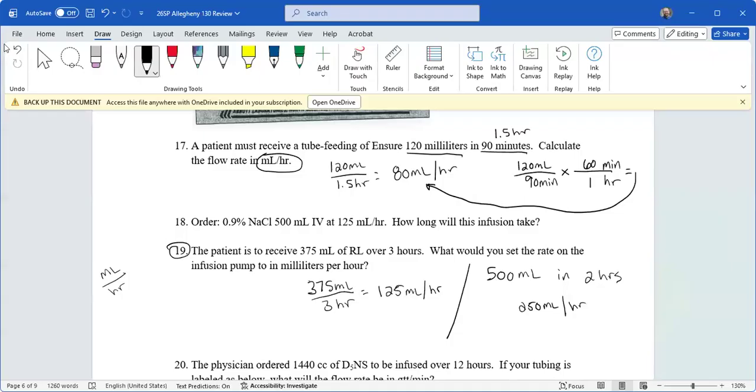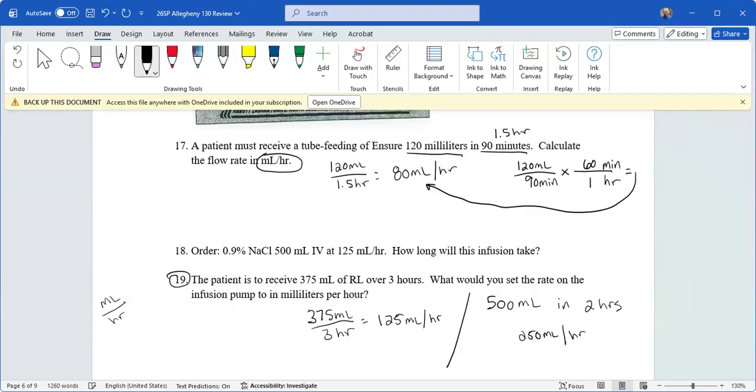So just like last time, let me give you another scenario and see how you do with it. So let's just say it's 150 milliliters in, let's say, 40 minutes.